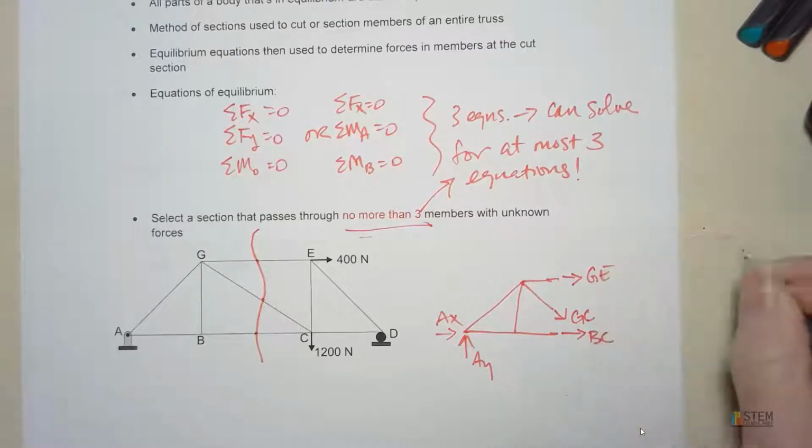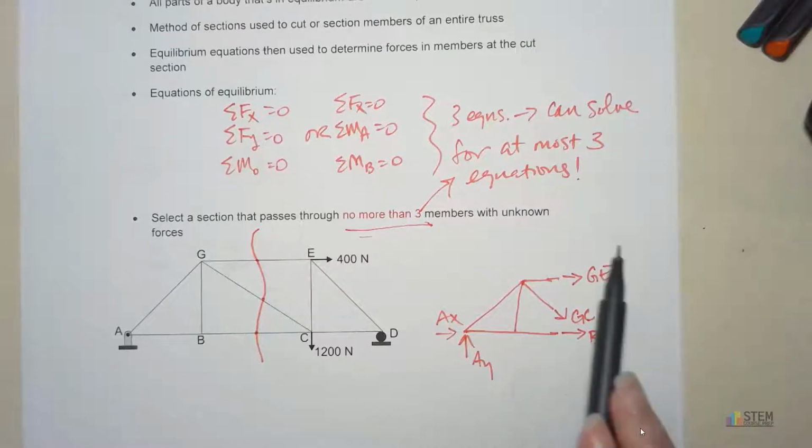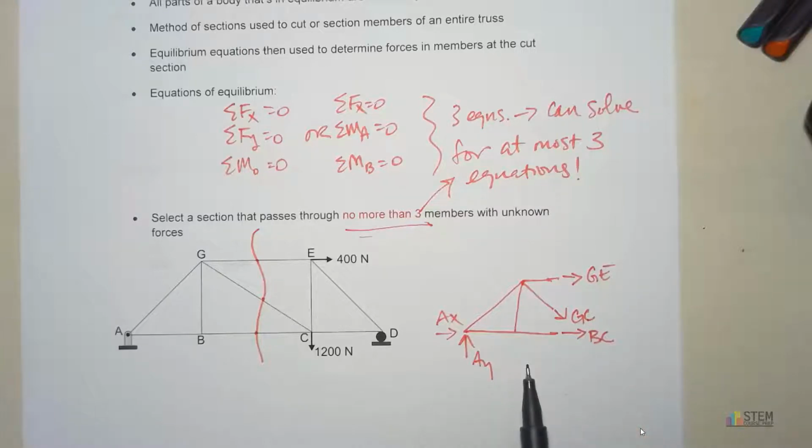Okay, so this would be one section. Now, if we wanted, we could go ahead and then solve for these three forces. You would have to previously have solved for AX and AY by looking at the whole truss like we did in the method of joints. I'll show you that in the examples. So we will have already calculated these two things. So these three would be our only unknowns.